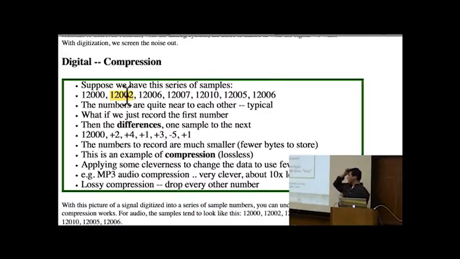Now this compression is called lossless, because I've changed the data around to take up less space, but I haven't given up any fidelity at all. If you run through my delta scheme here, the samples come back exactly right. I haven't given up anything. I've just added complexity to take up less space.